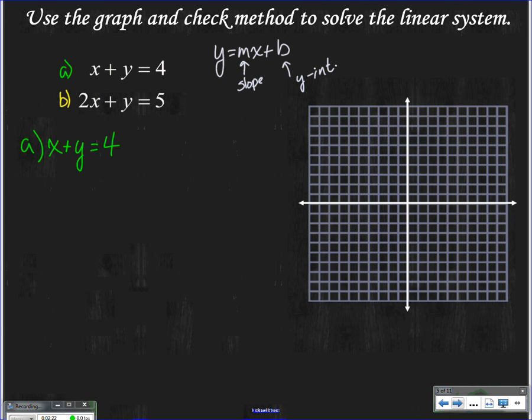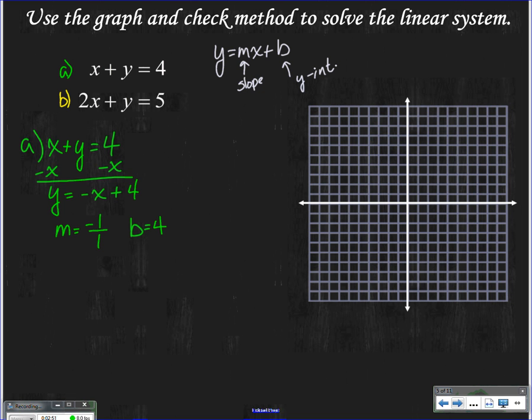The first thing I do to put it in slope-intercept form is get y by itself, so I'm going to subtract x. And I get y equals minus x plus 4, where my slope is going to be negative 1 over 1, right? We want rise over run. So a whole number into a fraction, we put it over 1. Good. My y-intercept is 4.